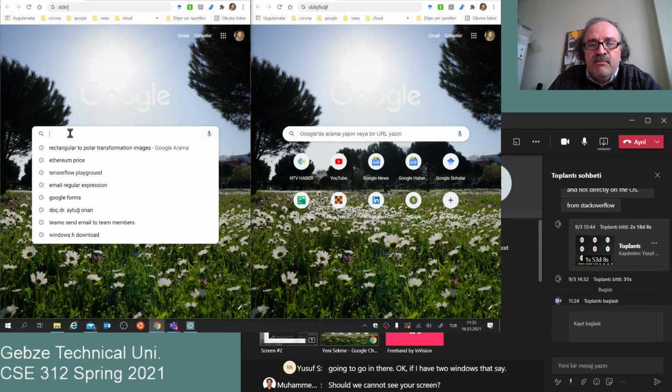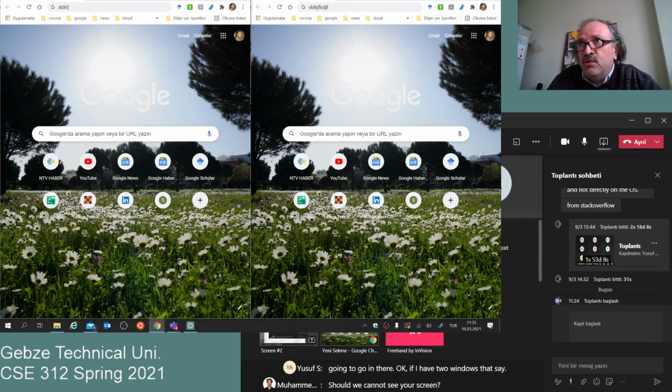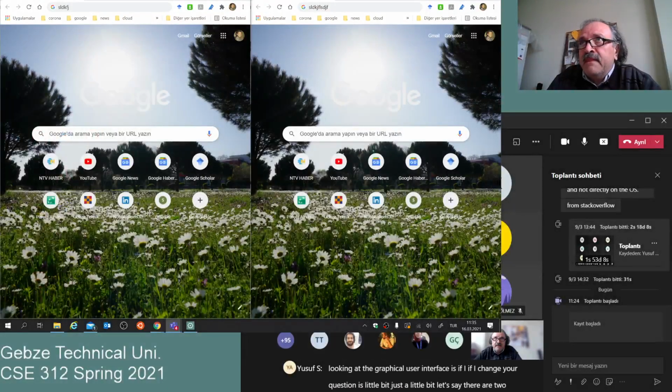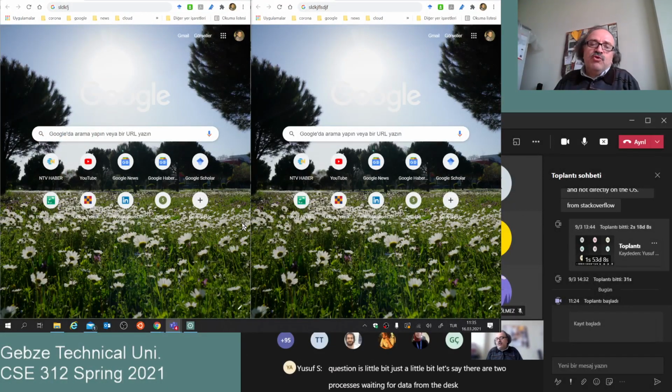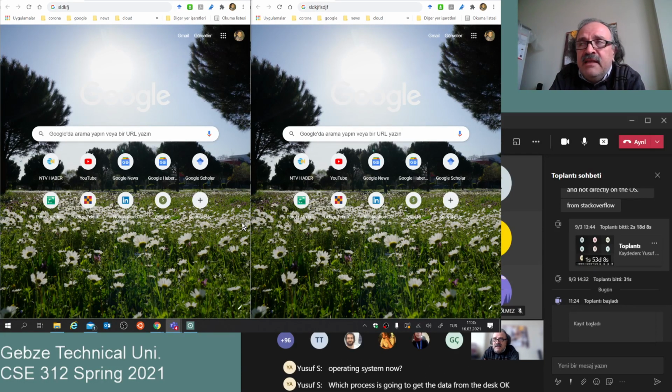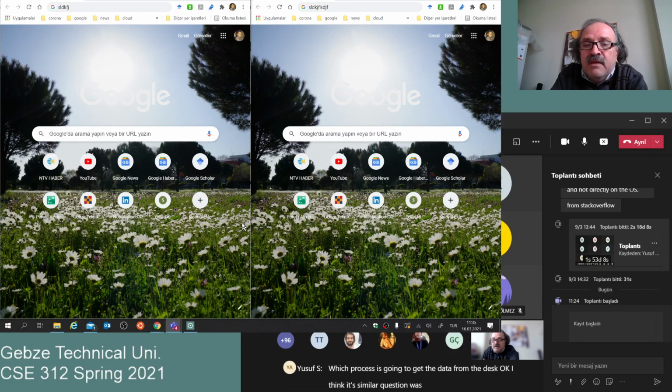So most of those kind of questions can be answered by looking at the graphical user interfaces. If I change your question a little bit, let's say there are two processes waiting for data from the disk. How does the operating system know which process is going to get the data from the disk? Okay, I think a similar question was asked before. The disk is a serial mechanical device. Okay, it can handle only one thing at a time.